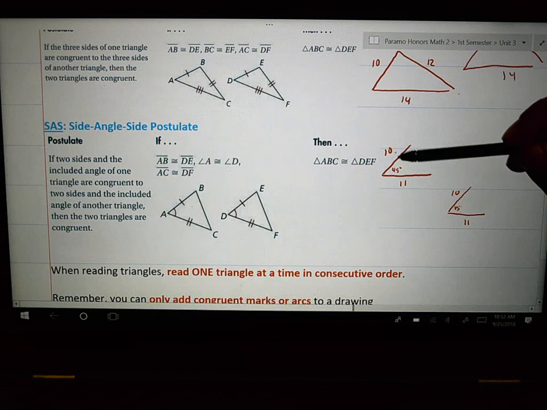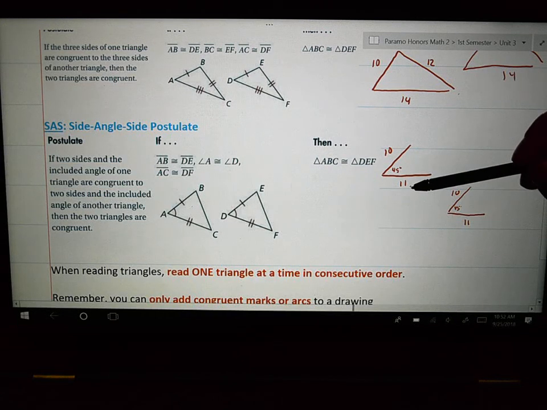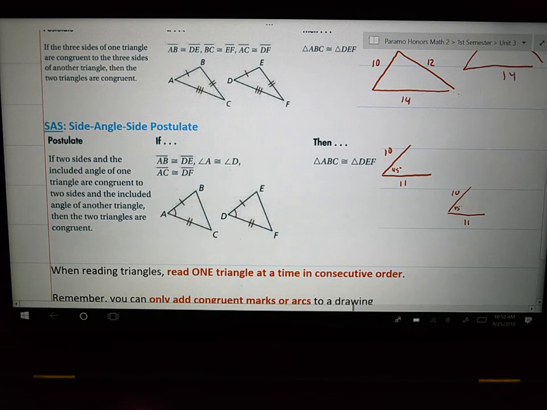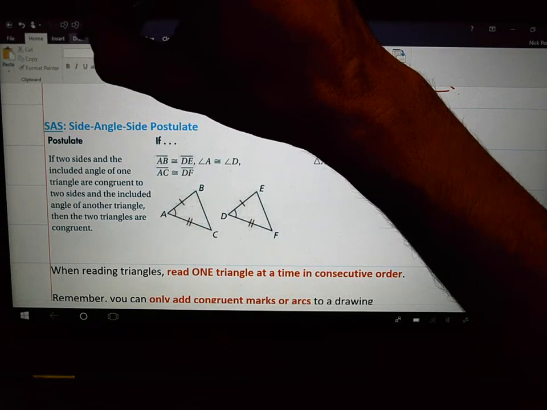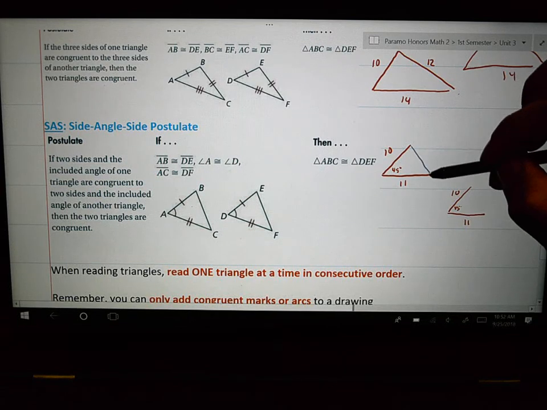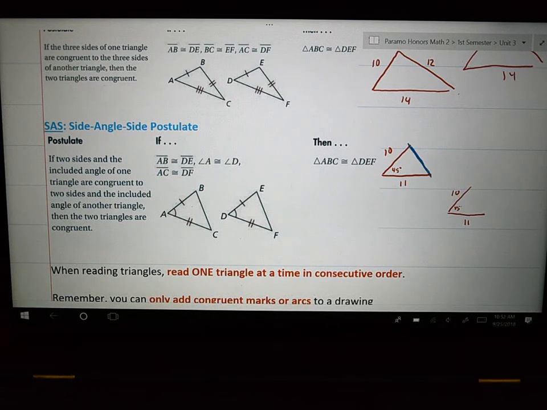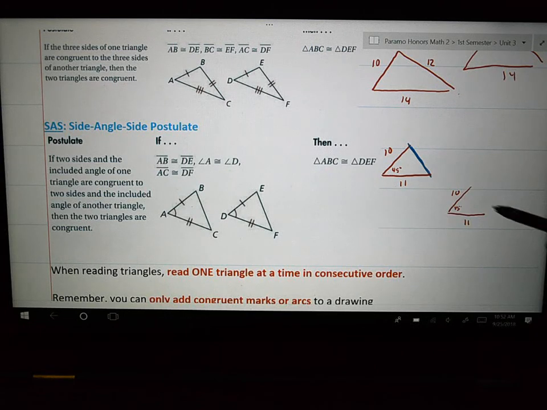Side, with the included angle of 45 degrees, and another side. A side, included angle, another side. How many different triangles can I make? Can I make any other triangle now? Well, let me think about that. Let me go to a different color just to play around with an idea. Let me draw this and connect it. I have a triangle right there. Is there any other way to make a triangle with a side, a 45, and an 11?